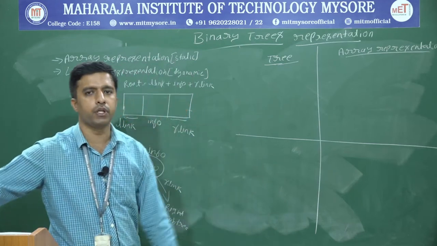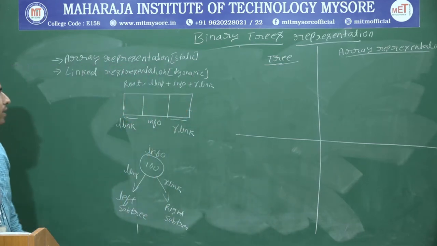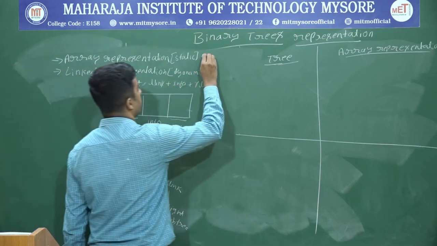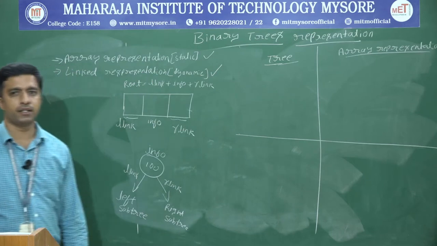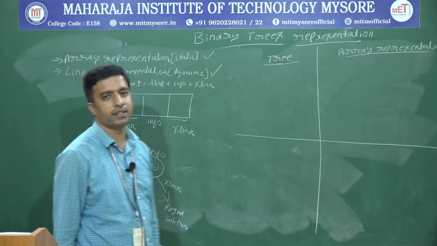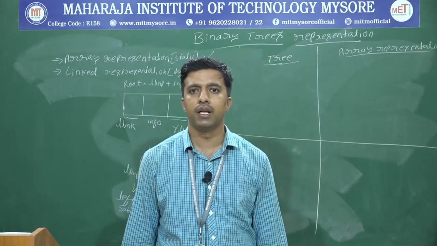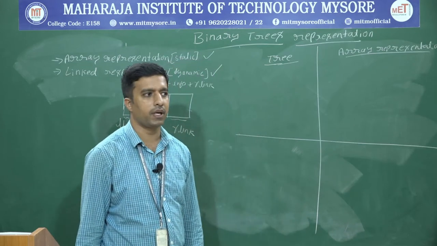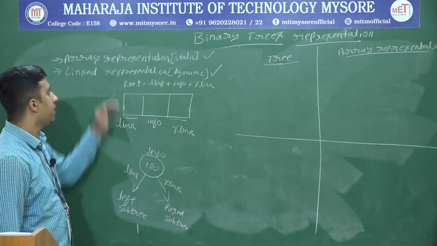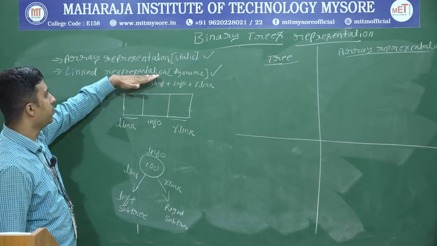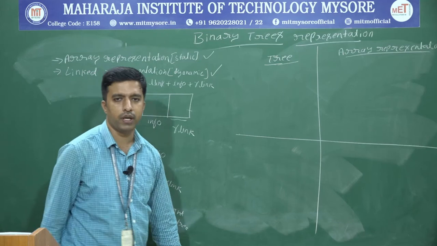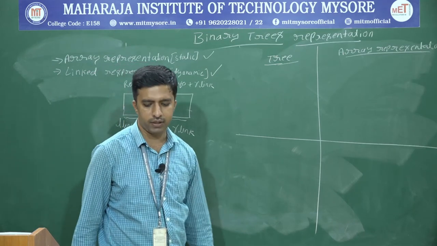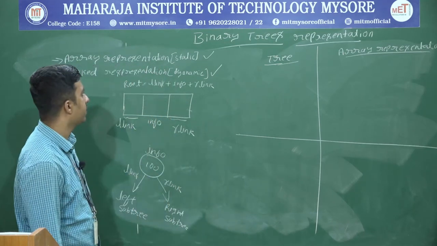In the sense, there we have 2 methods. First one is array representation. Second one is linked list representation. Array is a static method of representation. Linked list is a dynamic method of representation. Usually you are going to use linked list representation much more in our discussion, but this is one of the methods, there we have the array representation.